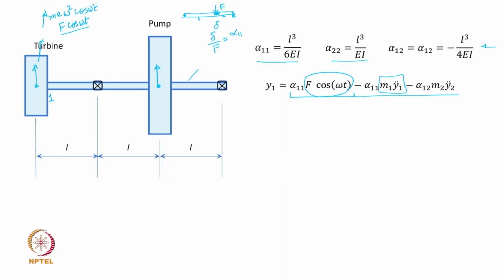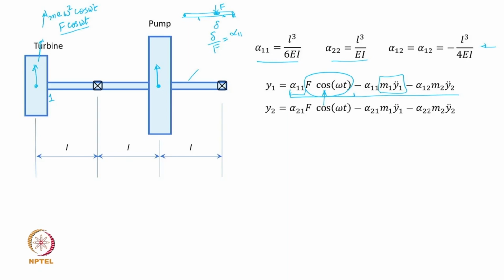Okay. That having said, wherever this force is applied, on whichever disk we are considering, the corresponding influence coefficient comes into the picture. If it is applied here, then that influence coefficient will be used in the expression, or the other influence coefficient like alpha 2 2. So, y 1 would be written like this, okay.